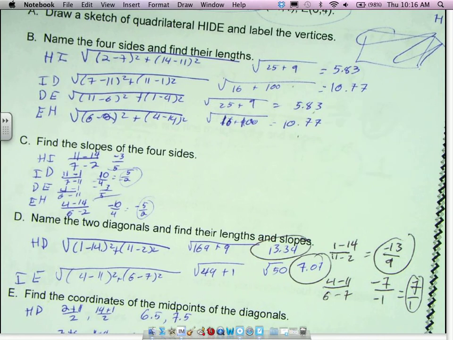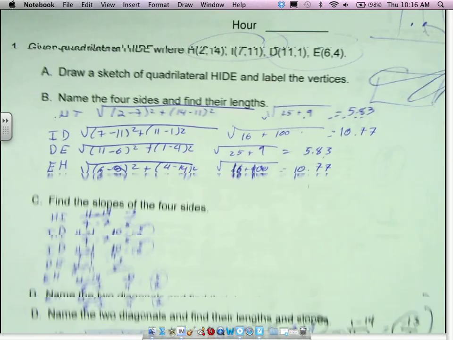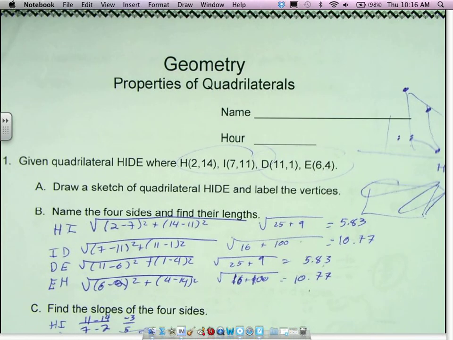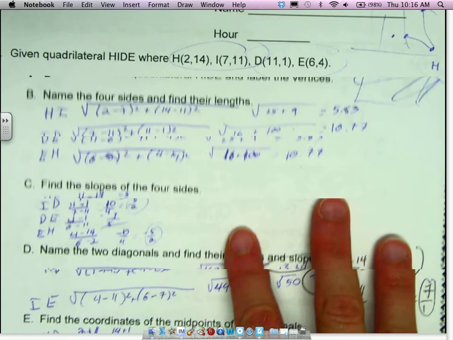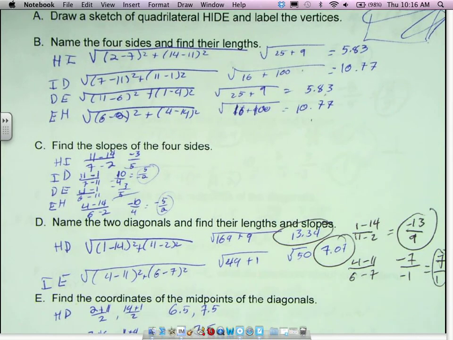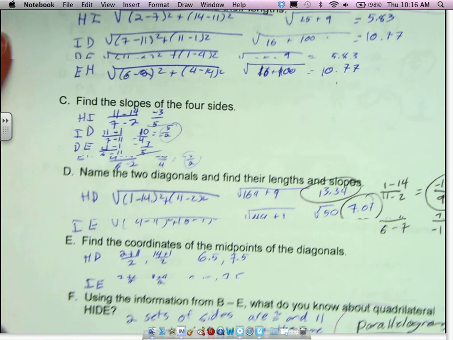All right, ladies and gentlemen, we are looking at properties of quadrilaterals. I'm going to briefly go over number one. I know we've looked at it already. On the properties of quadrilaterals worksheet, we looked at HI and DE, which were the same length at 5.83, or 5.8. ID and EH are the same length at 10.77, or you can do 10.8, which would be fine as well.